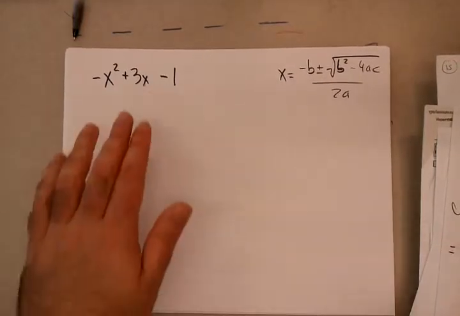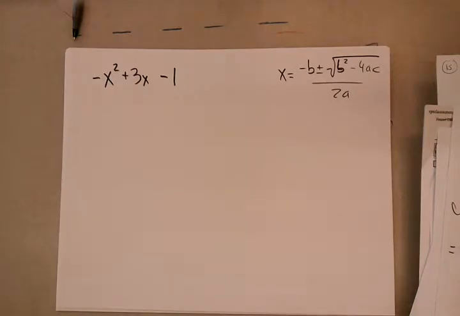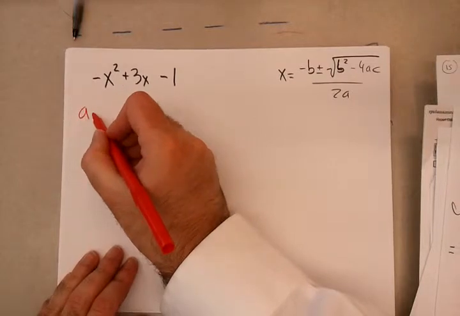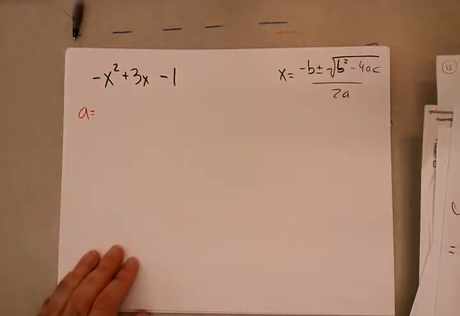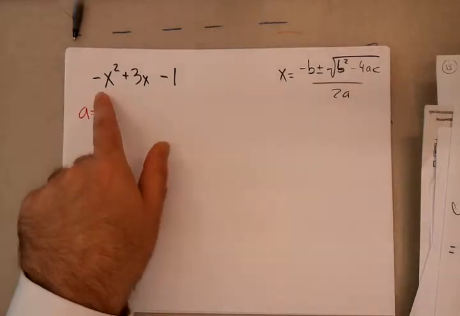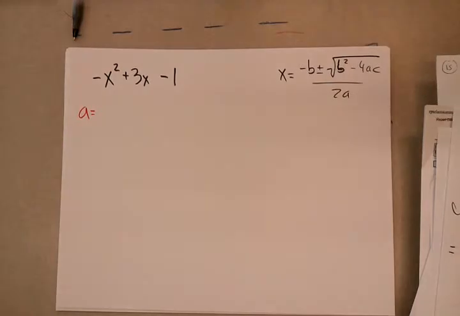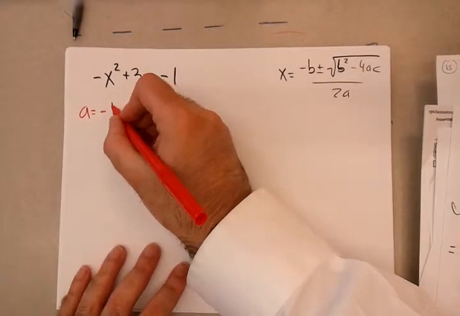So let's look at this problem right here. It's a pretty simple quadratic function, -x squared plus 3x minus 1. The first thing we need to do is identify the a, the b, and then the c. Well, the a is always whatever's in front of the x squared. In front of the x squared, it's just a negative, and if there is no actual value, there is always a 1 as well. So it's a -1.